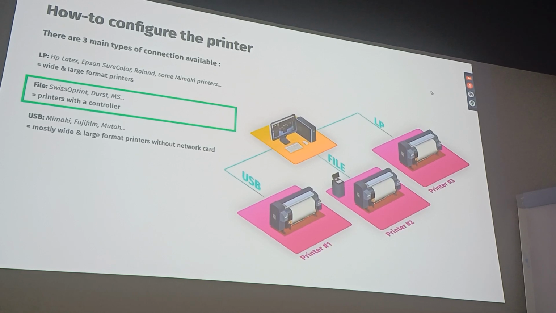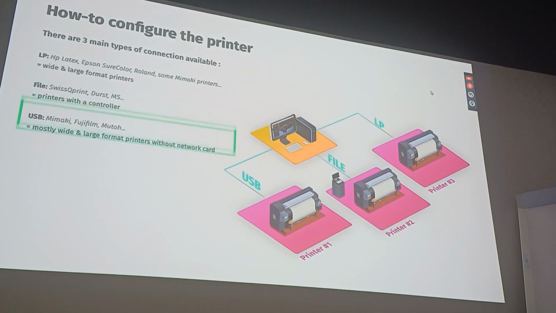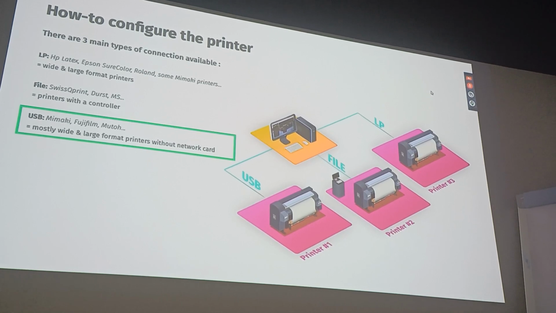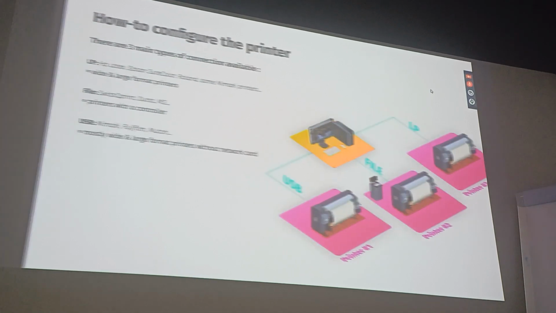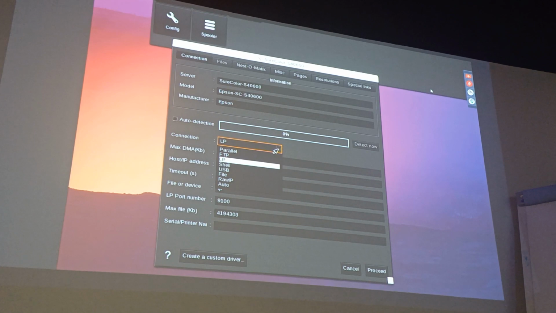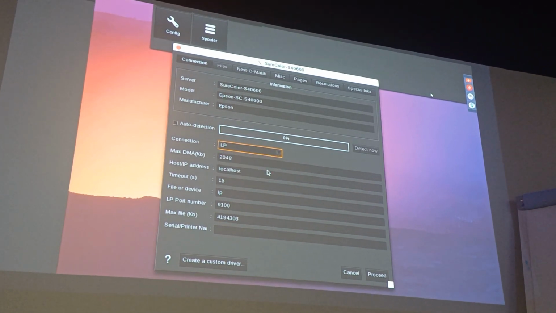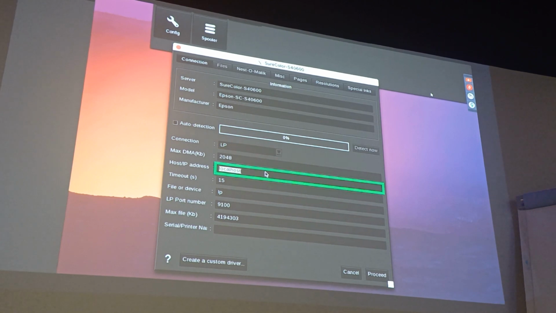Then we have printers with a USB connection. This type of connection suits printers without network cards, mostly some Mimaki and Fujifilm printers and other smaller devices. In this example, we want to drive an Epson printer which requires an LP connection. So we just type its IP address in the corresponding field.